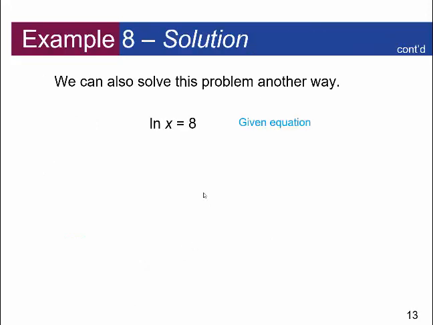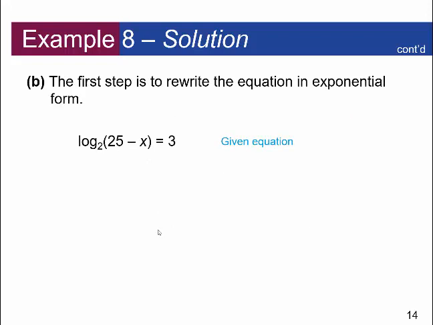Another way to solve it is to raise each side to the base here. So remember, looking at our rules, e raised to the natural log of x is just x. So if I take e and raise this side to it, I have to do it on the other side. So you end up just getting the same thing. So it works that way too. All right, let's try this one.